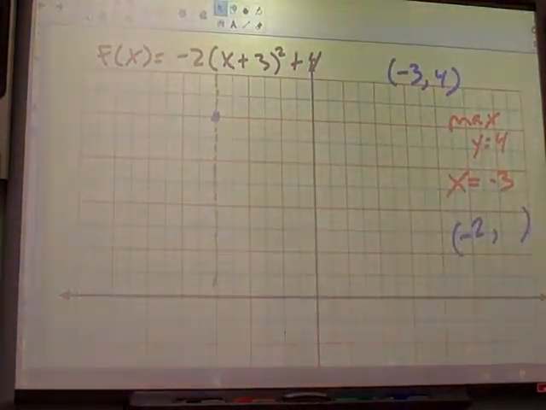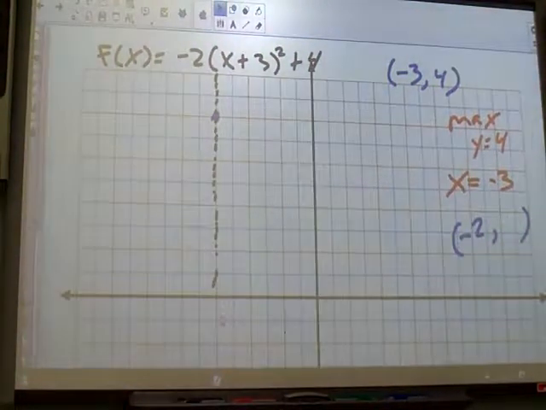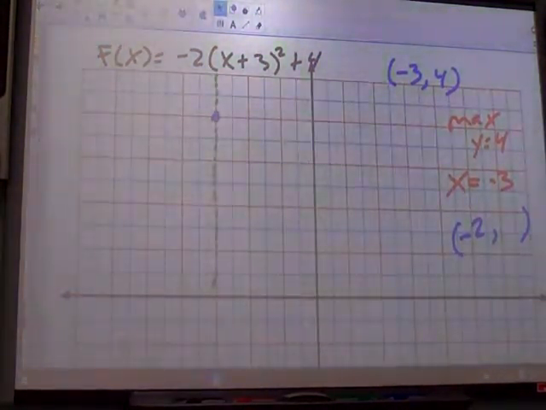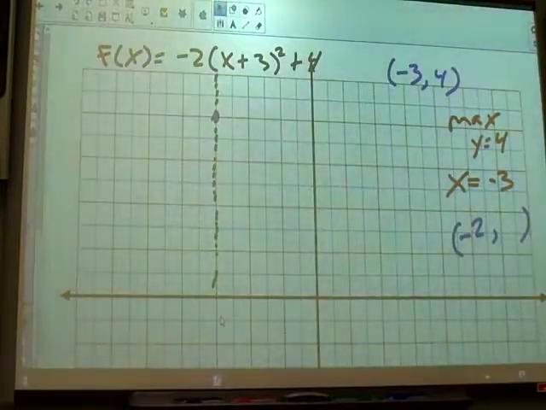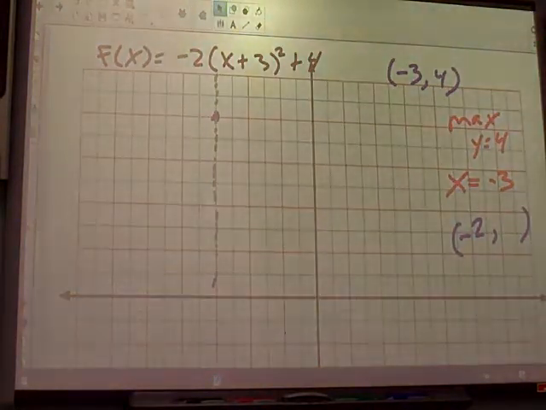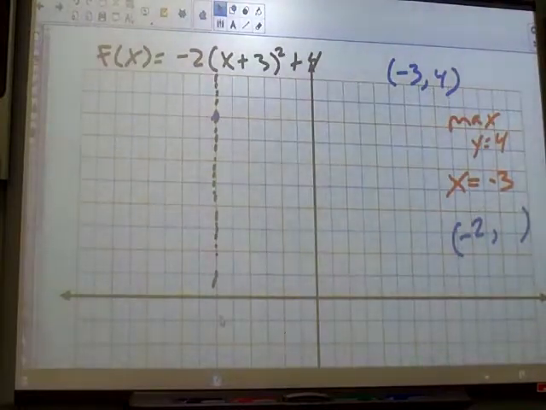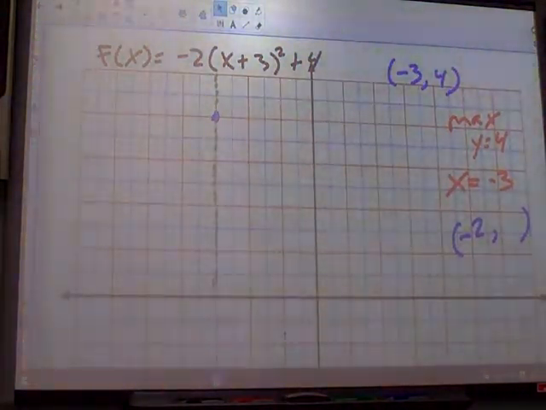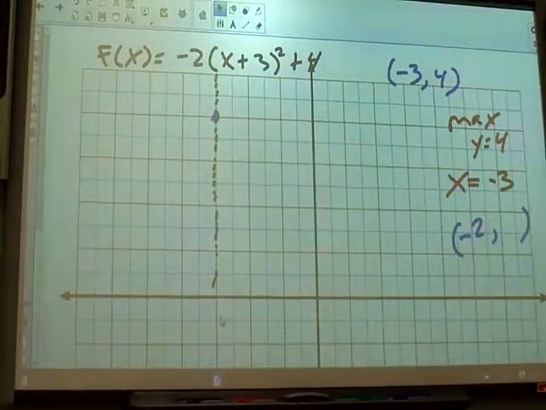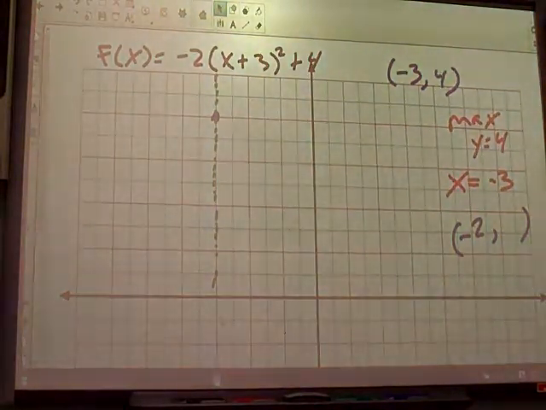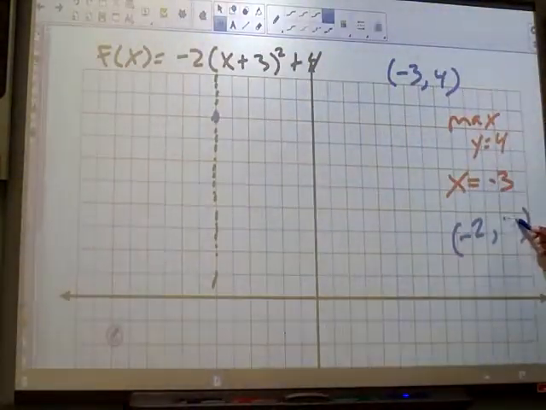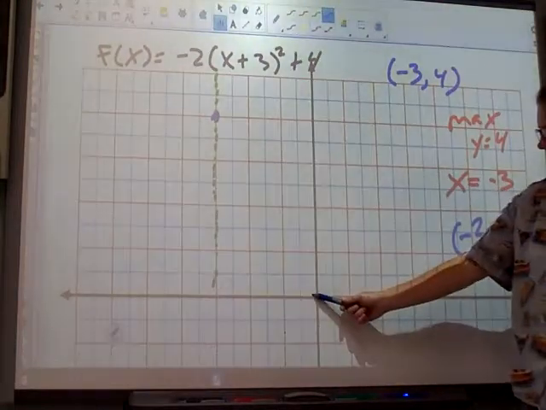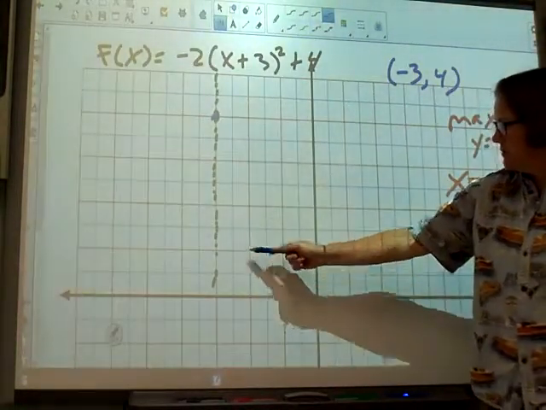Now you've got to follow your order of operations. Parentheses first. -2 plus 3 is 1. 1 squared is 1. So I've got -2 times 1 plus 4. -2 times 1 is -2, plus 4 is 2. So I should be able to go left 2 and up 2 and be on that parabola, true? So from the origin, 1, 2, 1, 2.